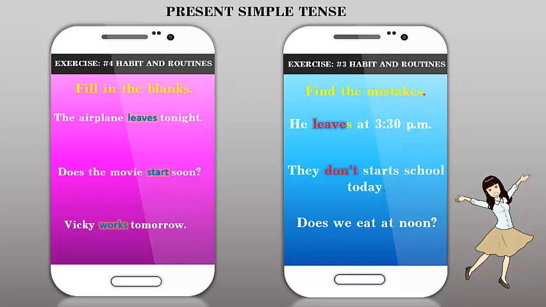Now finally, does we eat at noon? Take a look. What's the subject or subject pronoun in the sentence? Correct, the answer is we. Think about the question form. Do we say do or does in the question form for the subject pronoun we? The correct answer is do. We say do. So the correct way to say this question is do we eat at noon?